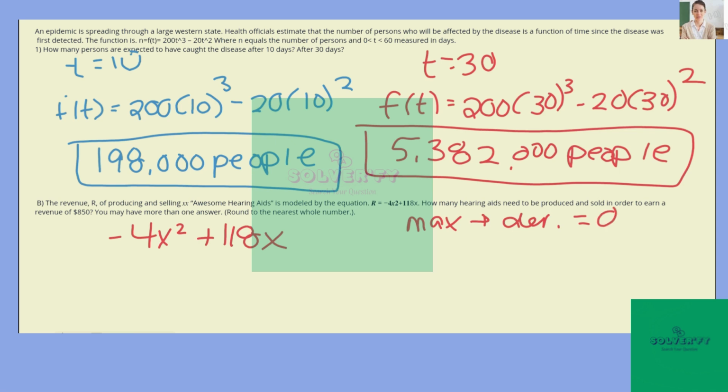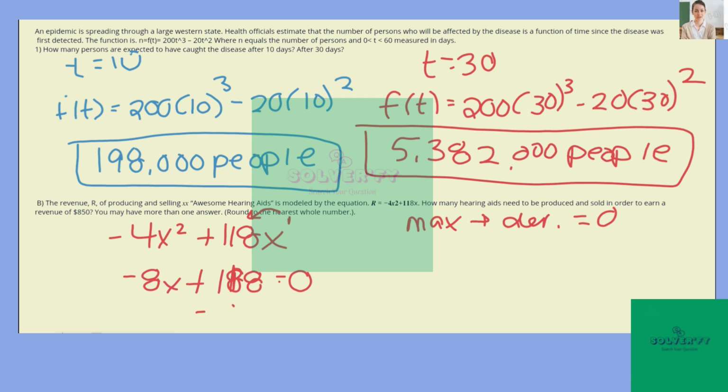So to take the derivative, we're going to do negative 4 times 2 to get negative 8x, and then subtract 1 from our exponent. We just have negative 8x. This is really an imaginary 1, so that gets multiplied here, 118, and then x to the 0 is just 1. So now we're going to take this function and set it equal to 0. That should be 118, sorry.